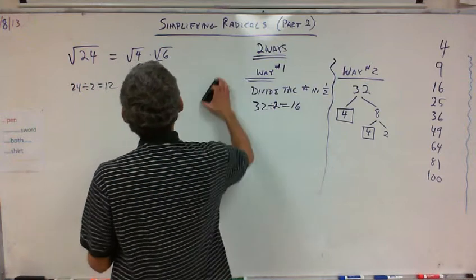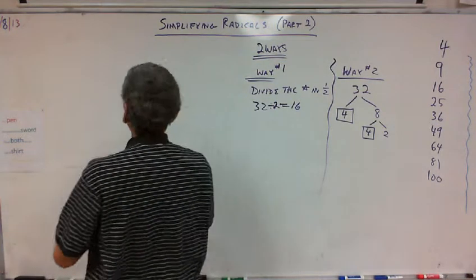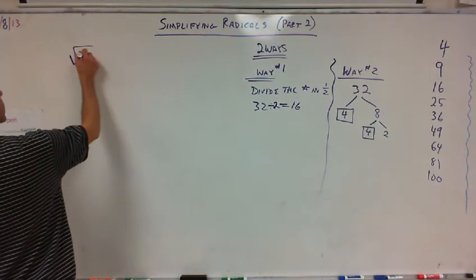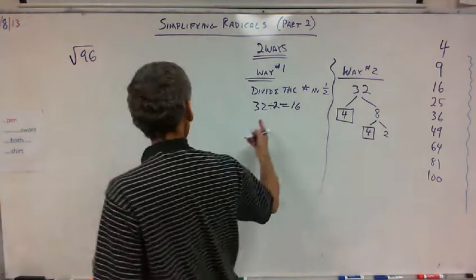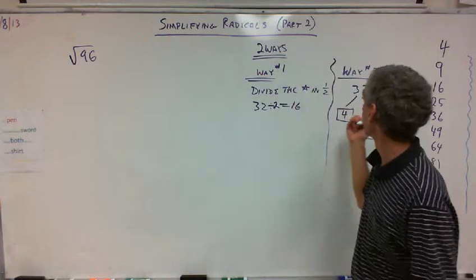Now let's try another one. This time, let's try 96. Square root of 96. Now we could go half and do that method. Let's do this one though.